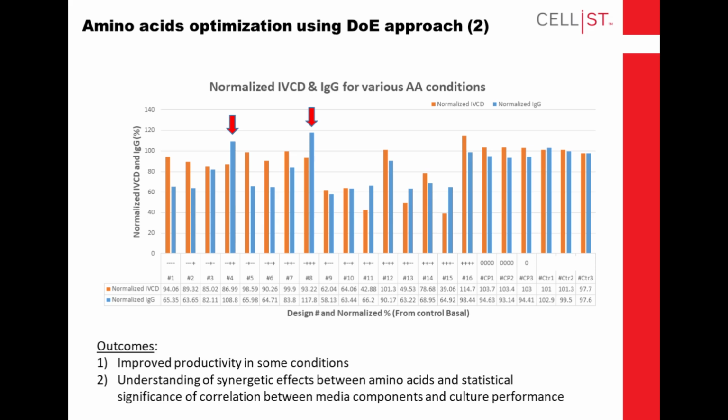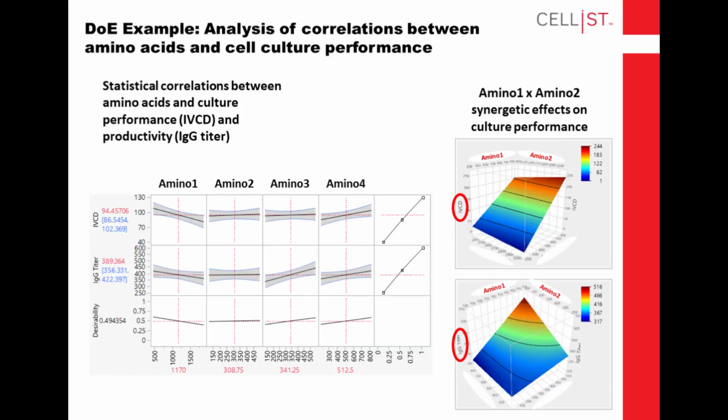But more important is to understand the synergetic effect between amino acids and the power of statistical analysis using the JMP software allows you to use this kind of data to find synergetic effect. For example, as you can see on the right hand, two amino acids, amino 1 and amino 2, and the bottom right graph shows you the IgG titer, and you can see that they have a strong synergetic effect for increasing the productivity, the titer for this cell line.